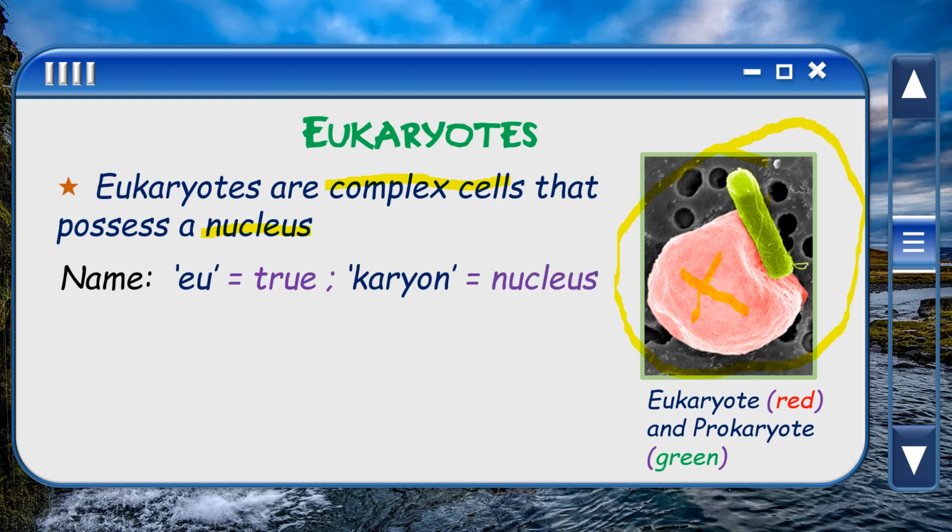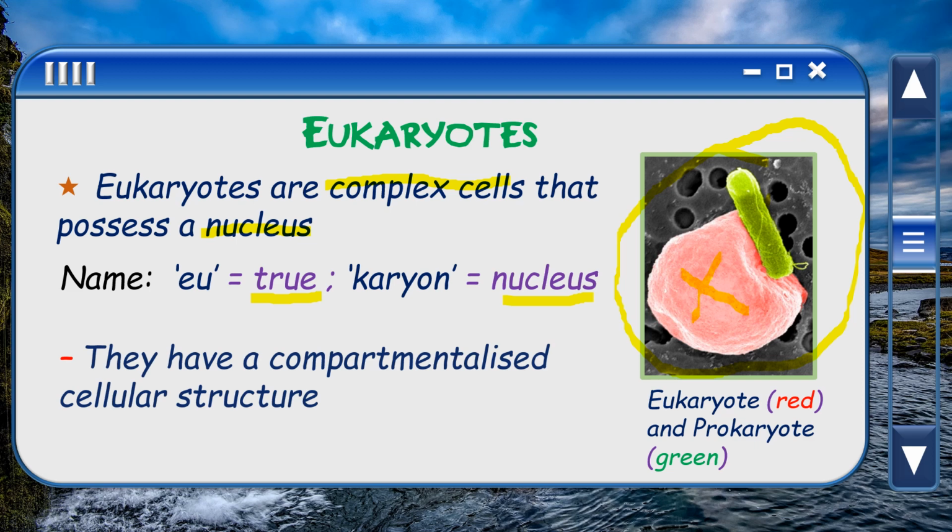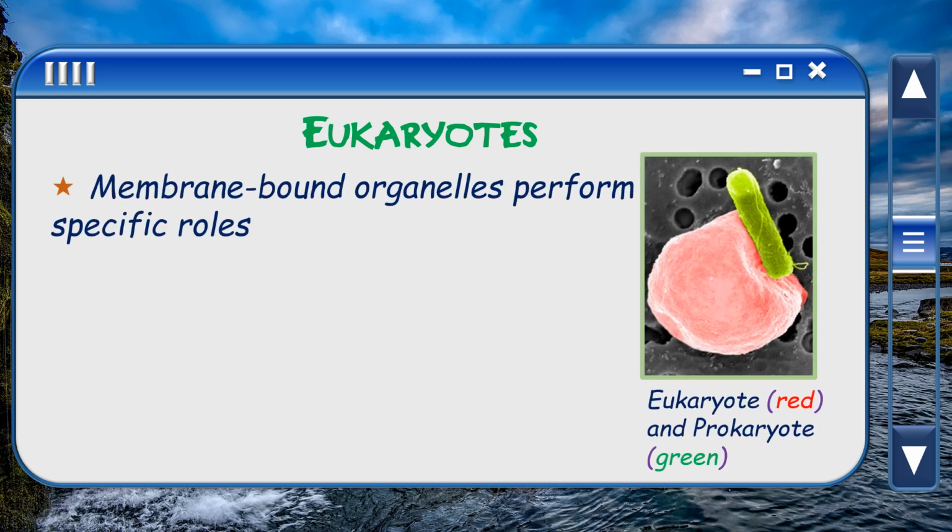The name eu means true, and we have already seen karyon meaning a nucleus. So eukaryotes come from eukaryon, true nucleus. These are the cells that possess a nucleus. They have compartmentalized cellular structures, structures which have cell membranes around them.